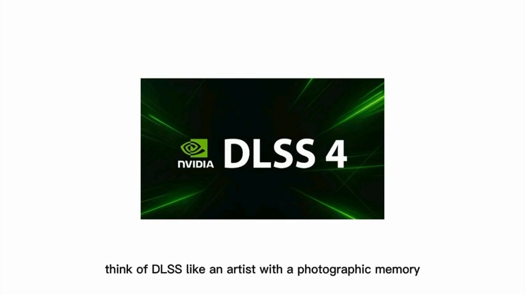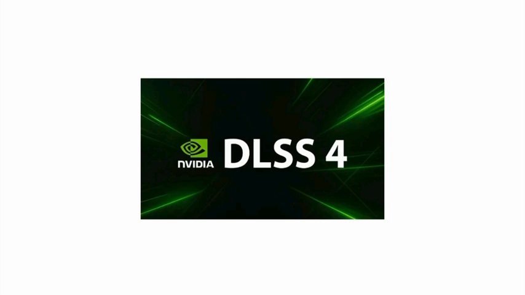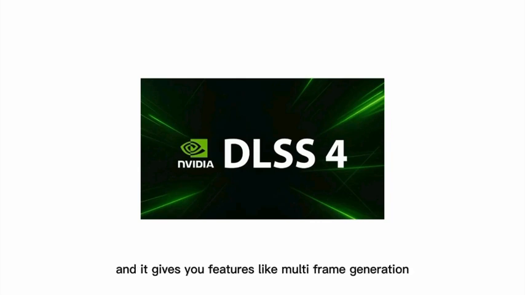Think of DLSS like an artist with a photographic memory. It takes a low-resolution frame, passes it through a massive neural network model, and looks at motion vectors to guess what the missing pixels should look like. Because it uses dedicated AI hardware, the image is incredibly stable, with almost zero flickering or shimmering, and it gives you features like multi-frame generation on newer architectures to multiply your frame rates by up to 4 times.